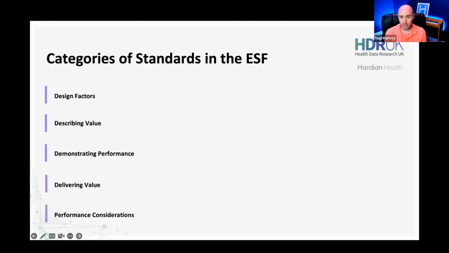They've subcategorized their standards. There are 21 standards for class 2, for tier C medical devices, as they call them. And these are the standards. There's 5 of them: design factors, describing value, demonstrating performance, delivering value, and performance considerations. And so you can see that clinical evaluation doesn't just come under demonstrating performance. It comes into the describing and delivering value as well, and the performance considerations. And obviously your design factors should prove that you have designed your device to be able to deliver those value adds and that performance level that you're claiming.